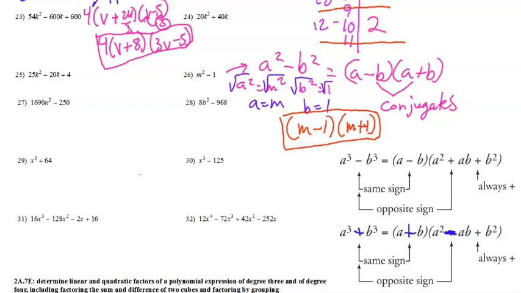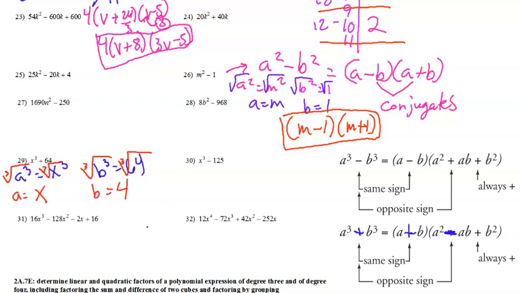So let's use that formula. On number 29, we have x cubed plus 64. So a cubed would be x cubed, and b cubed would equal 64. To get rid of the cubes, we're going to take the cube root of each side. The cube root of x cubed is just x. The cube root of 64 is 4 because 4 times 4 times 4 is 64. And then we'll just plug those into the formula. So we have x plus 4 times the quantity x squared minus 4 times x plus b squared, so that'd be 16. And these would be your factors.